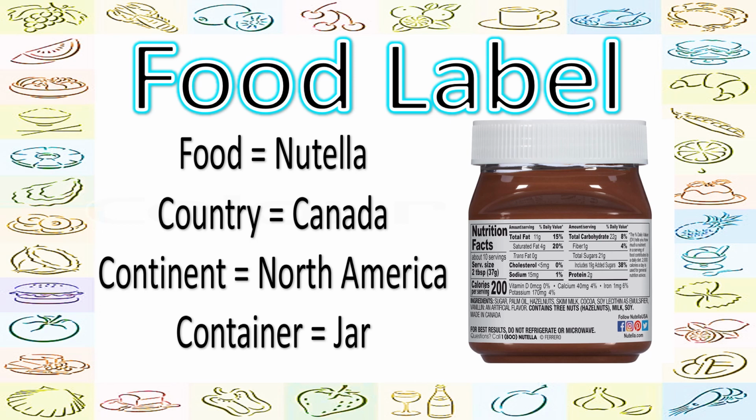There's a lot of containers. It's a box, can, or anything. But this one, it's a jar. Now, how do I know that it's from Canada and the continent is North America? You see this red circle there? See, it's written there, made in Canada. So this product comes from Canada. Then the continent where you can find Canada is North America. Remember, we have 7 continents. Canada belongs to North America.